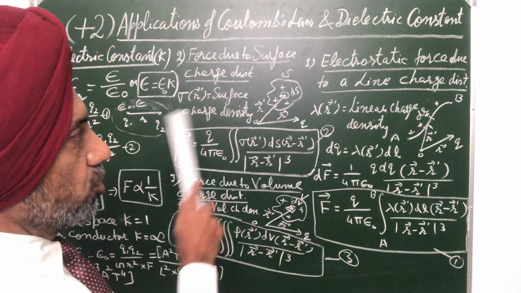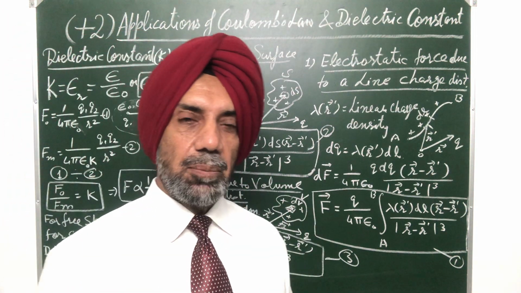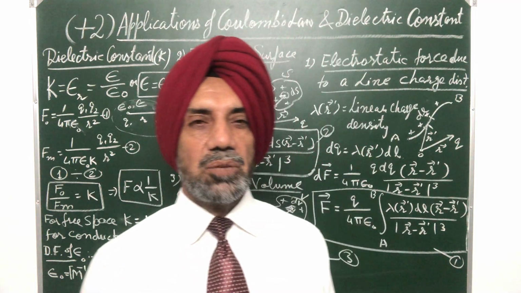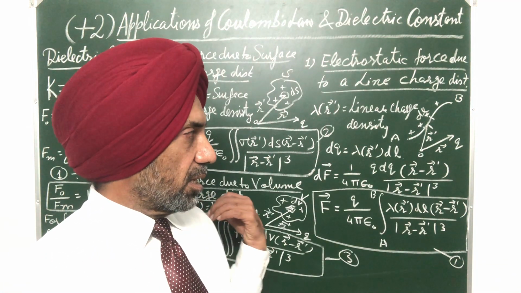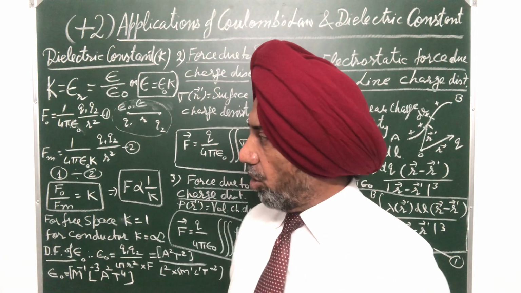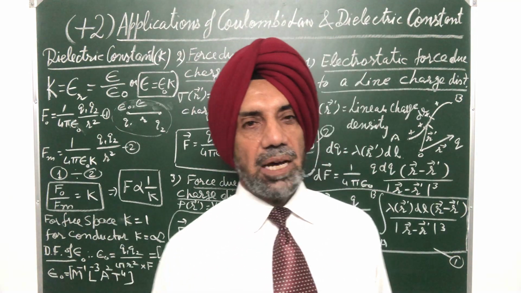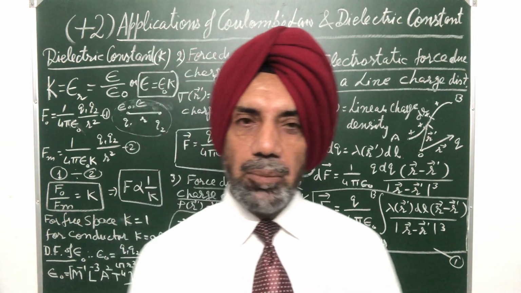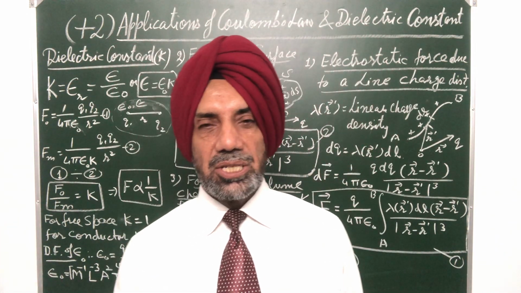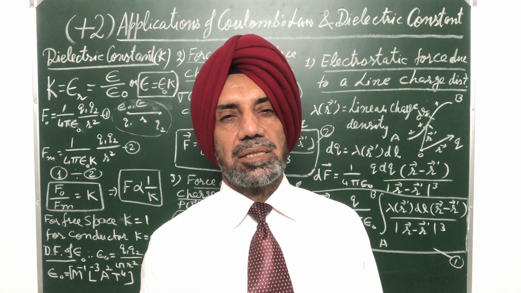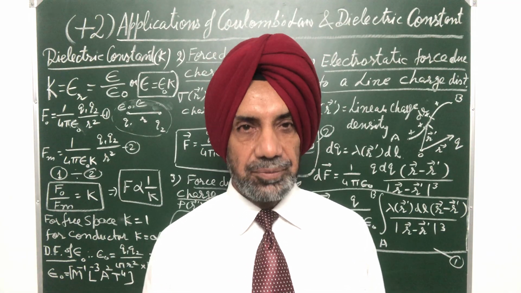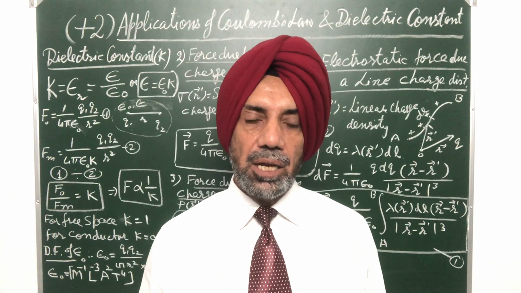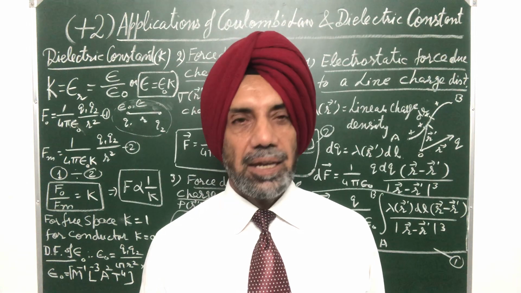So this is all about Coulomb's law in vector form and its applications to find electric force due to a continuous charge distribution, the concept of dielectric constant, and how electrostatic force varies with the dielectric constant. So this is all about the first chapter, electrostatics, electric charges and Coulomb's law. In the next video, I will discuss electric field, a very very important topic. So stay tuned till the next video.